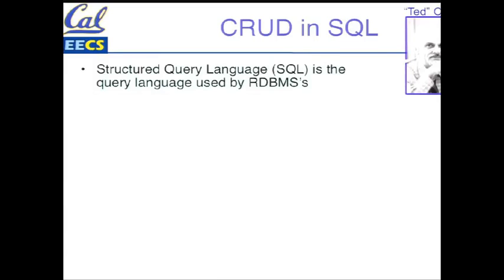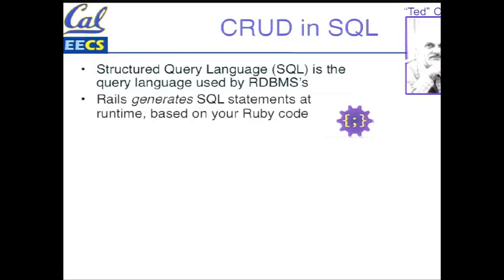Codd, so-called Ted Codd, who won the Turing Award for his contribution of the relational algebra, which is actually the formal system of relations and how you can manipulate them that is the basis of SQL. So what happens with Rails is that it generates SQL statements at runtime based on your Ruby code. In fact, we can think of this as another example of automatic code generation.